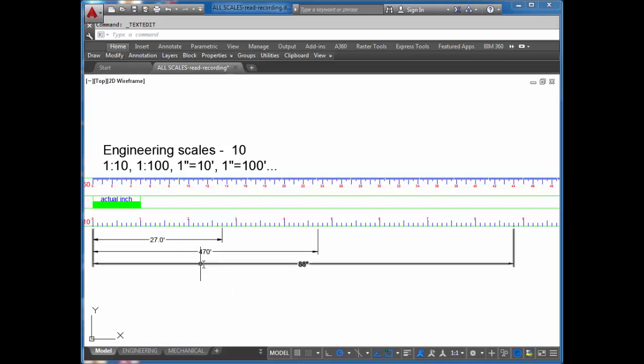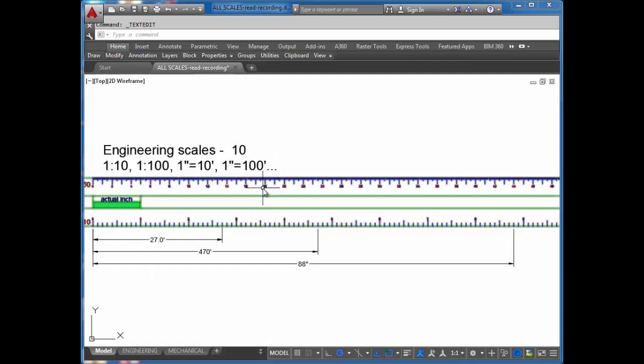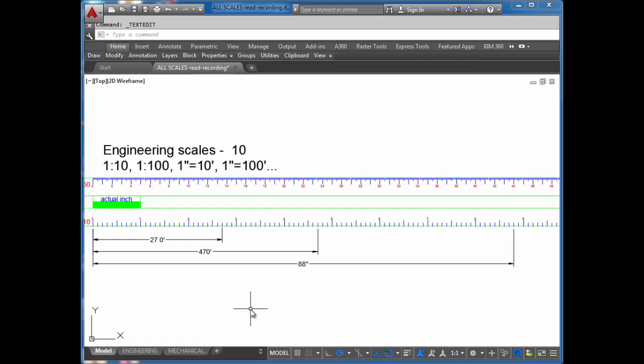Numbers remain the same, but the number of zeros or decimal places, positions will change depending on which scale we use here. Every single one of the engineering scales is exactly the same way.